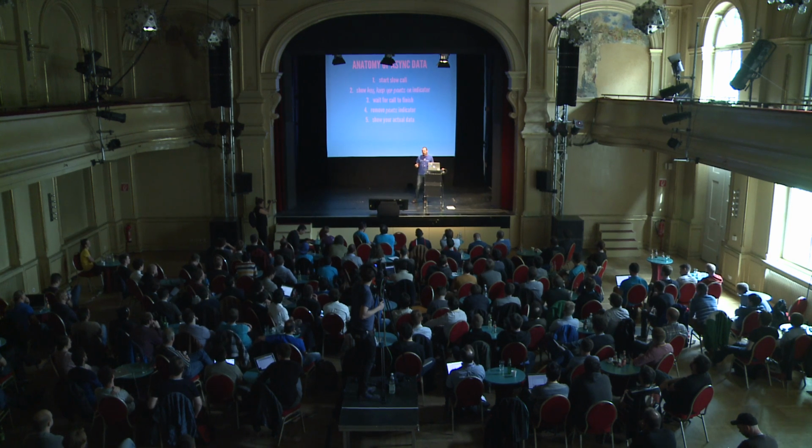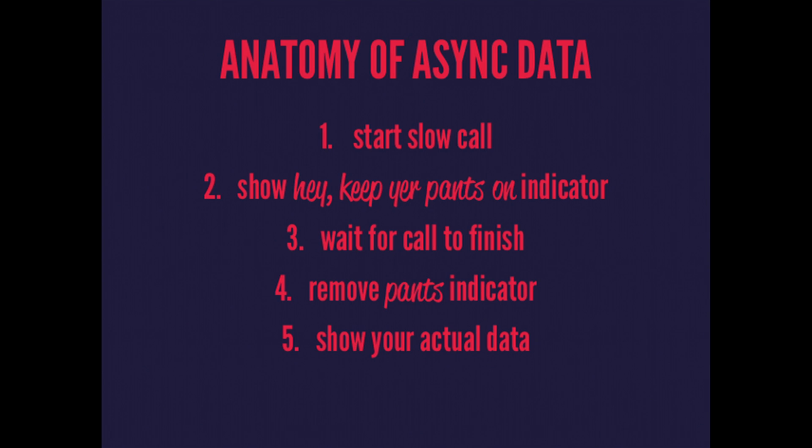Now, how does async data work? Normally, you start a slow call, then you show a spinner or indicator saying, hey, wait, I'm busy. Wait for the call to finish, remove the spinner, and then show your actual data. Now, if you have a lot of data in your app, and you have more than one call to do, it can become quite repetitive. Showing the spinner, waiting for the call, and hiding it again, several times, is a lot of duplicate code. So it makes sense to make a common component to do it for you, so you only have to write it once, and it will always be the same in your complete app.